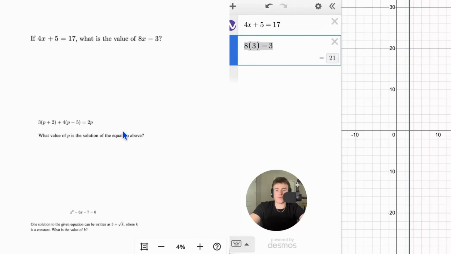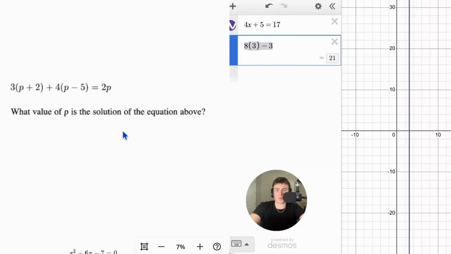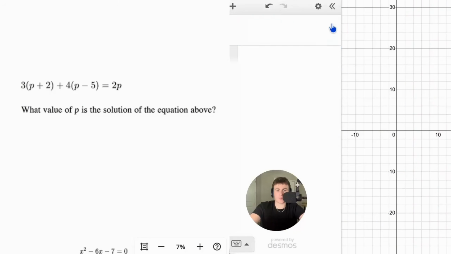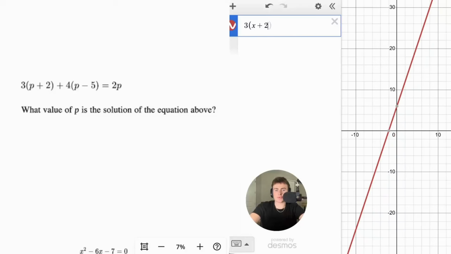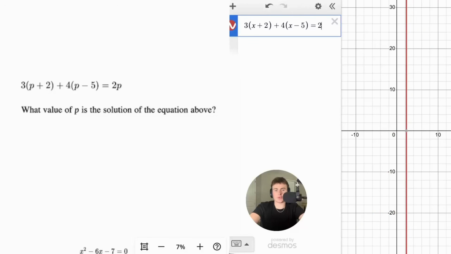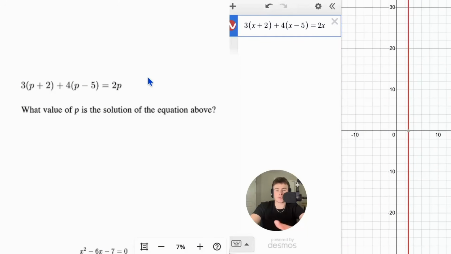It says, what value of p is a solution of the equation above? So we have p, and p, right? Just one variable. I'm going to switch out all of them for x because I want to graph it, right? So 3x plus 2 plus 4x minus 5 equals 2x. And now it'll solve for x. In this case, it's p, but it doesn't matter. It's still a variable. So it solves for this unknown variable.